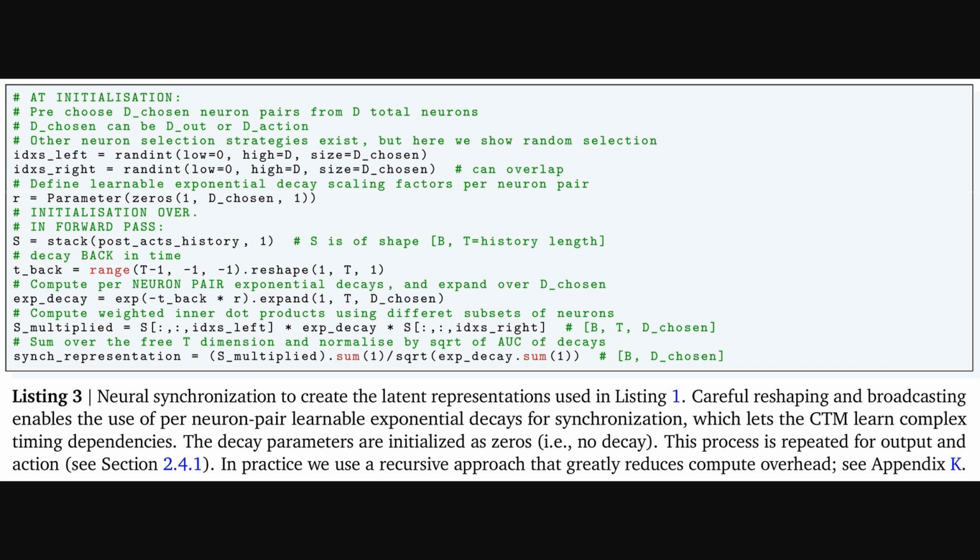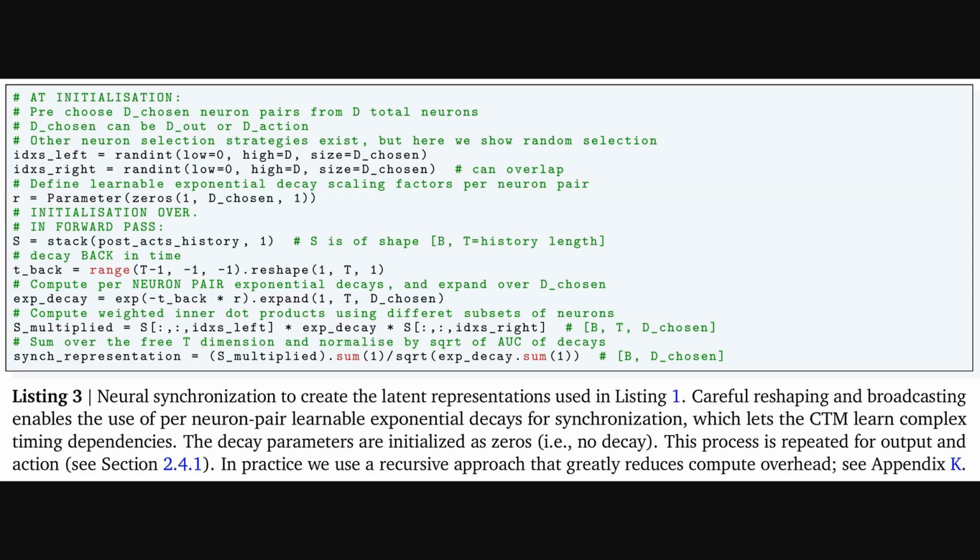This code snippet first shows an initialization step where pairs of neurons are chosen. Then, for each of these chosen pairs, learnable exponential decay scaling factors are defined. These factors, initially set to cause no decay, allow the model to learn how much to weigh recent versus older coactivity for each specific pair.